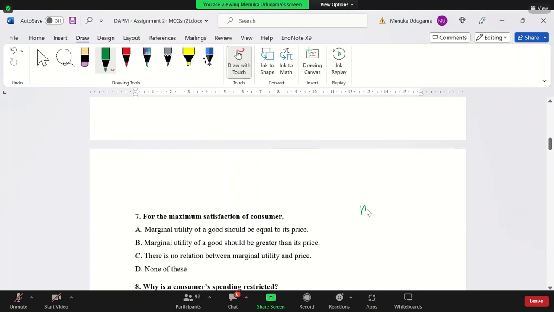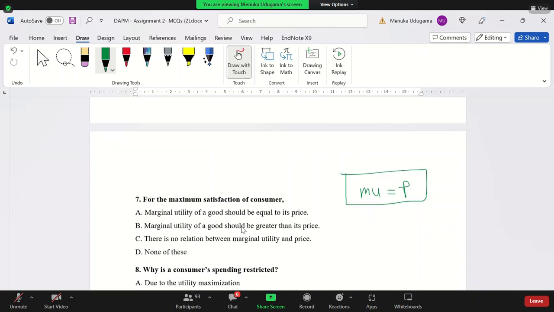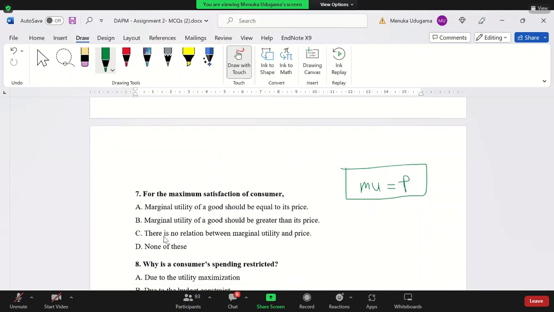It's the point where the marginal utility equals price. Right? At the point where marginal utility equals price. So what would be the answer? The marginal utility of a good should be equal to price.